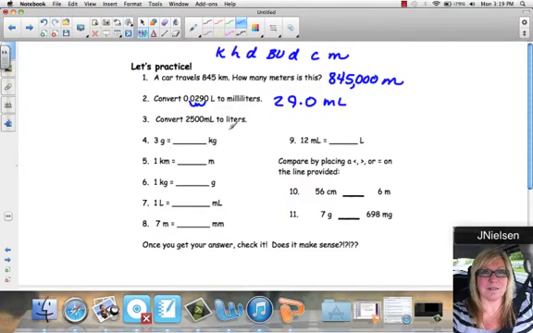Again, we're going from milliliters to liters now. So now I'm starting on the right side of the scale. I'm going to change this so you can see where I'm going. I'm going from milliliters to liters. I'm going from milli to my base unit. So I'm moving 1, 2, 3 places to the left. So I start at the end of 2500. I move 1, 2, 3 places to the left, and I get 2.5 liters.